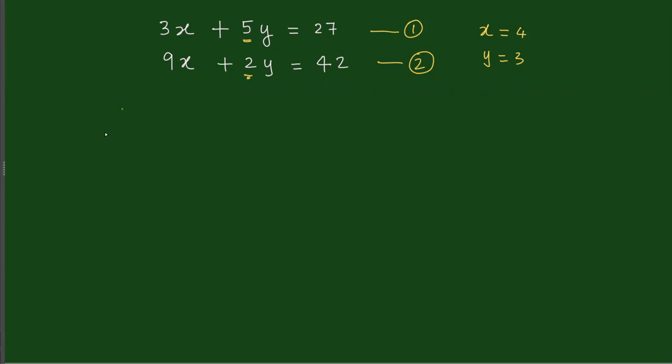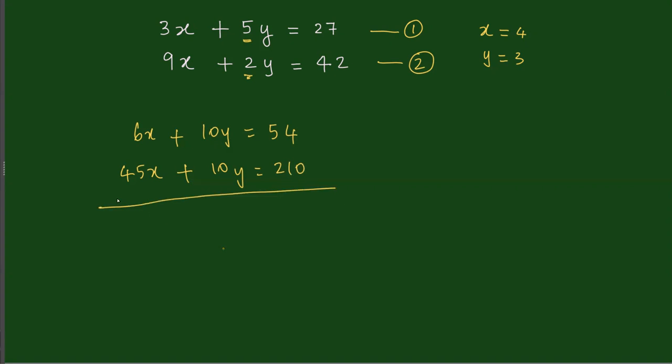Okay, so if I do that, let's say I have 6x plus 10y plus 54. The second equation will be multiplied with 5, so I have 45x plus 10y plus 210. Okay, so then what do we do next?